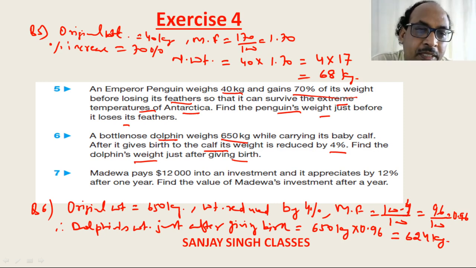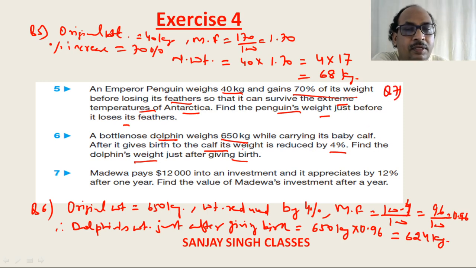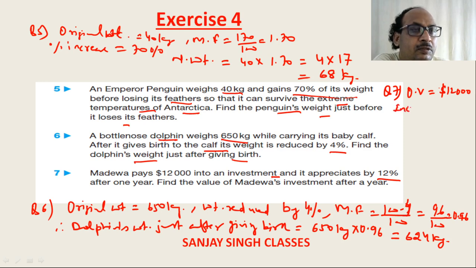Okay. Similarly, question number 7 we will solve here. Madeva pays $12,000 into an investment and it appreciates by 12% after 1 year. Appreciates means it will be increasing. Okay, so investment original value is equal to $12,000. Increase is equal to 12%, multiplying factor 112 by 100, that is 1.12.